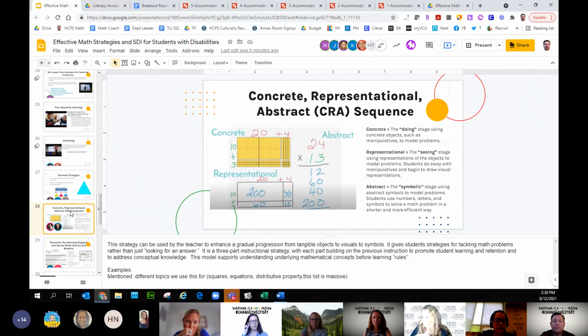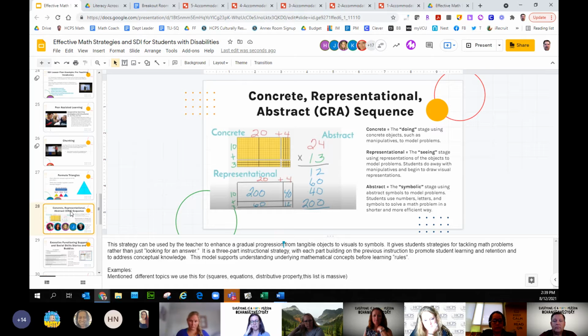This was our group. We talked about using it for square roots, equations, and honestly, we talked a lot about whether this is an SDI or something we like to do in math anyway, because you want to teach them concrete, representational, and then the abstract. You want them to understand why we're doing something like solving equations. You want to create some zero pairs, and you like for them to see what's happening.